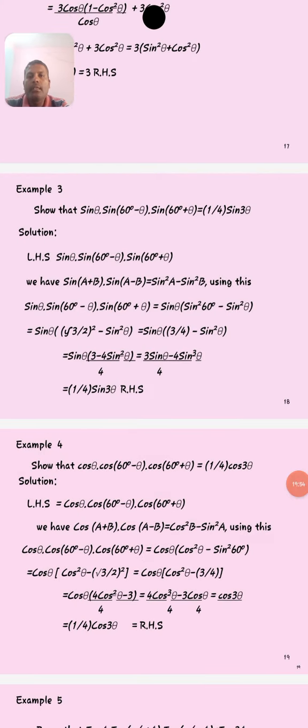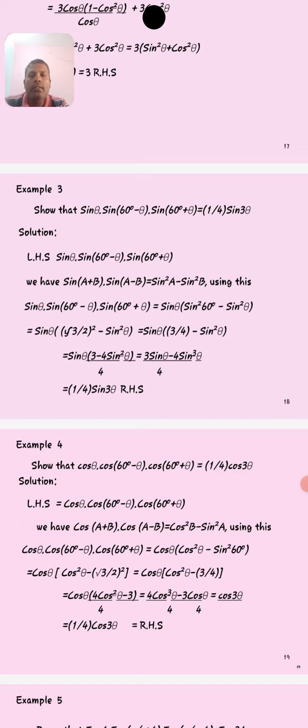Okay. Now we see example 3. Show that sin theta into sin of 60 minus theta into sin of 60 plus theta is equal to 1 by 4 sin 3 theta. Now we have to take the LHS part, sin theta into sin of 60 minus theta and sin of 60 plus theta. We have sin of a plus b into sin of a minus b is equal to sin square a minus sin square b. Using this condition, sin theta into sin of 60 minus theta sin of 60 plus theta is equal to sin theta into sin square 60 minus sin square theta.